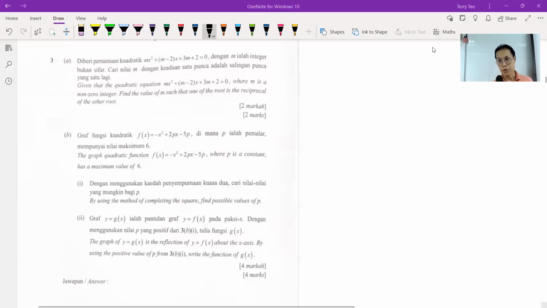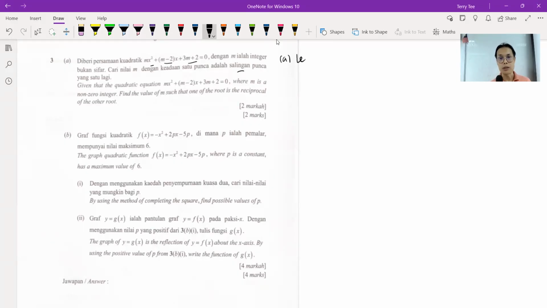Okay, question number 3. This is still from chapter 2, Quadratic Equation, Persamaan Kuadratik. So, diberi persamaan kuadratik mx square plus m minus 2x plus 3m plus 2 dengan m ialah integer bukan sifar, cari nilai m dengan keadaan satu punca ialah salingan punca yang satu lagi. Salingan it means reciprocal, 1 over. So we don't know what's the punca or the roots.